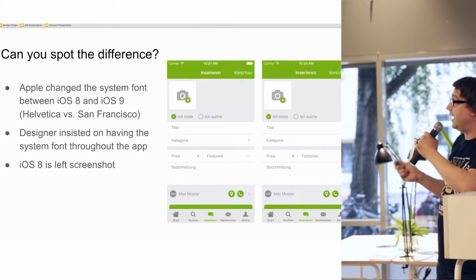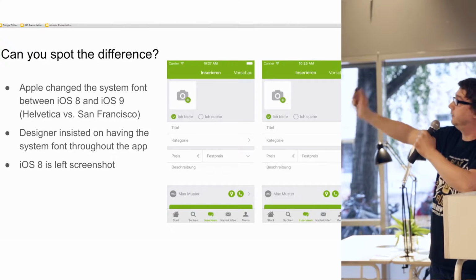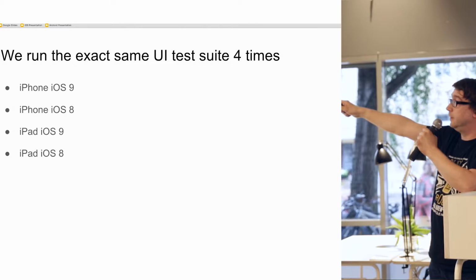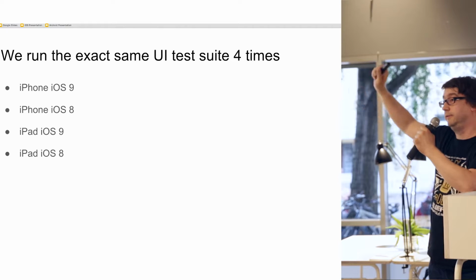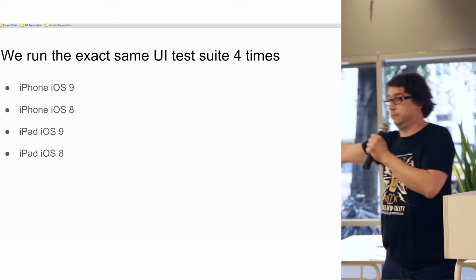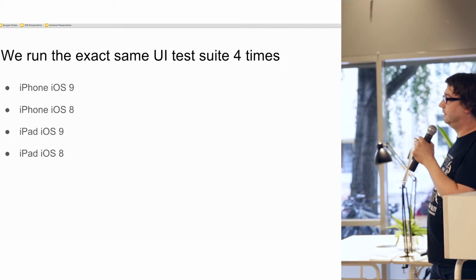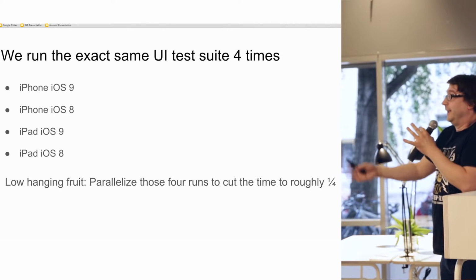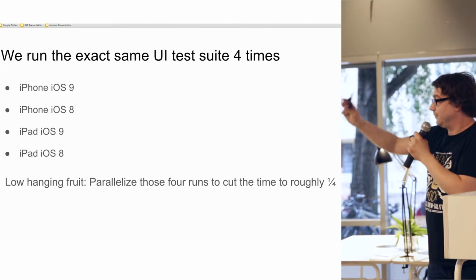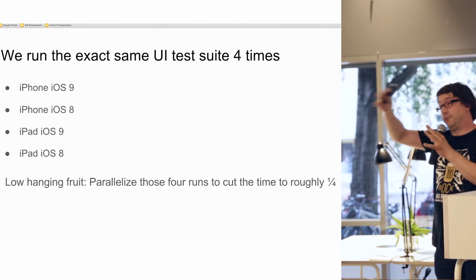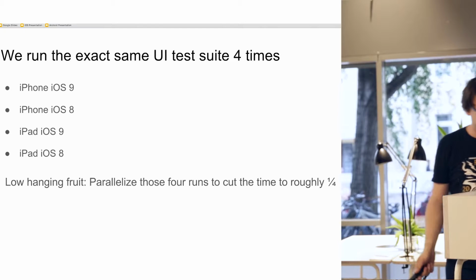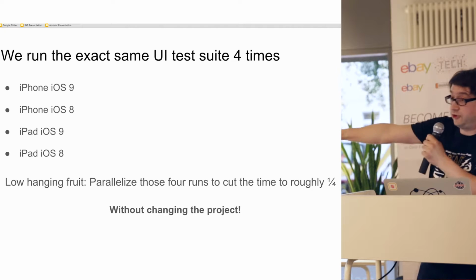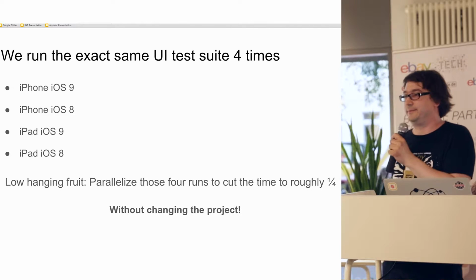So this means we have to run our tests on iOS 8 and iOS 9. And since we have an iPad app, we have to run the tests on the iPad app on iOS 8 and iOS 9, which means we run the tests 4 times, right? For all these combinations. So there's a low-hanging fruit here. We parallelize those 4 runs, and we cut the time into a quarter, about. Right? So what's next? Without changing the project. That's the important part here.